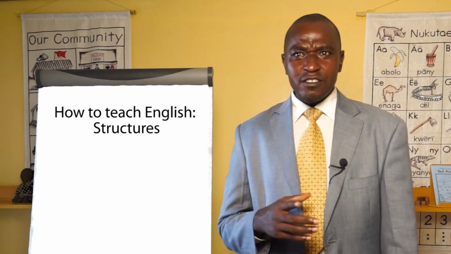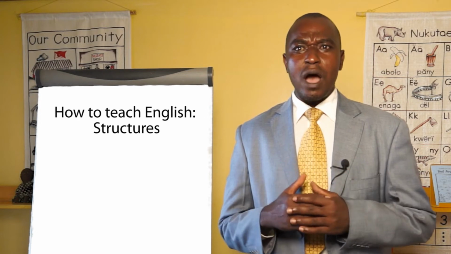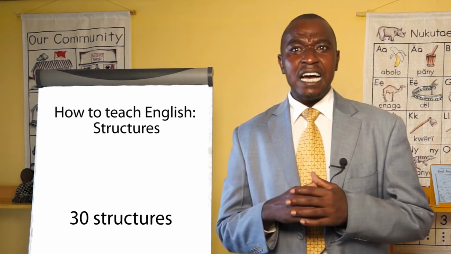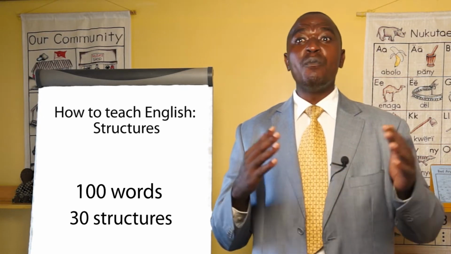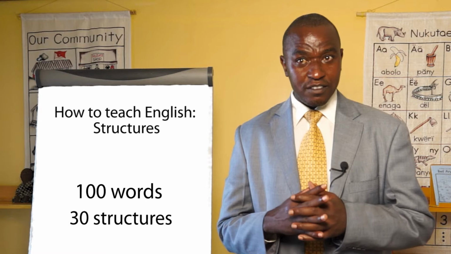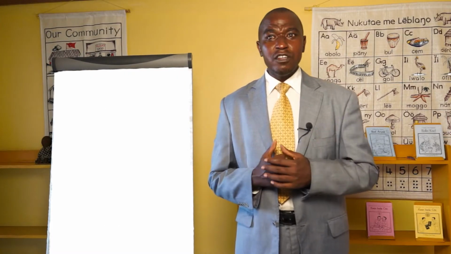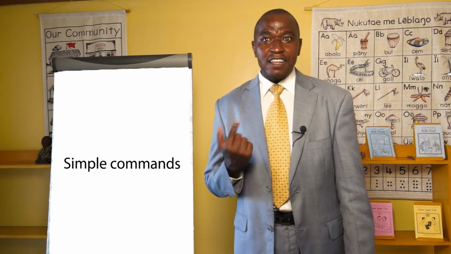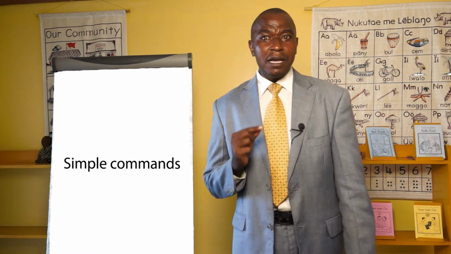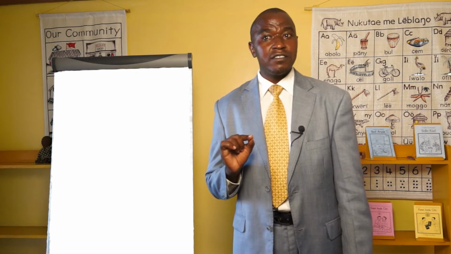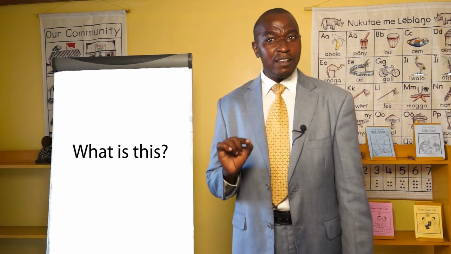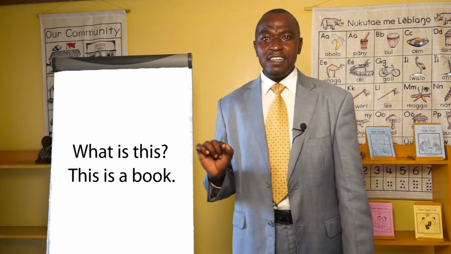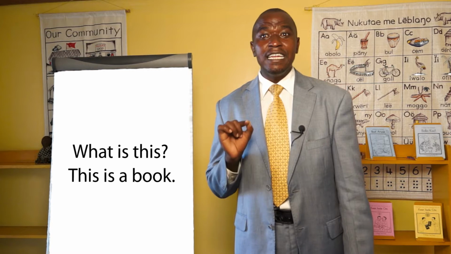The expectations are that by the end of P1, pupils will be able to use 30 different structures and have a working vocabulary of more than 100 words. Each week, learners are introduced to different pairs of structures. Although a few of the structures are simple commands, the majority of structures come in pairs. The first is a question, and the second is the response. These structures are simple and functional in daily life.